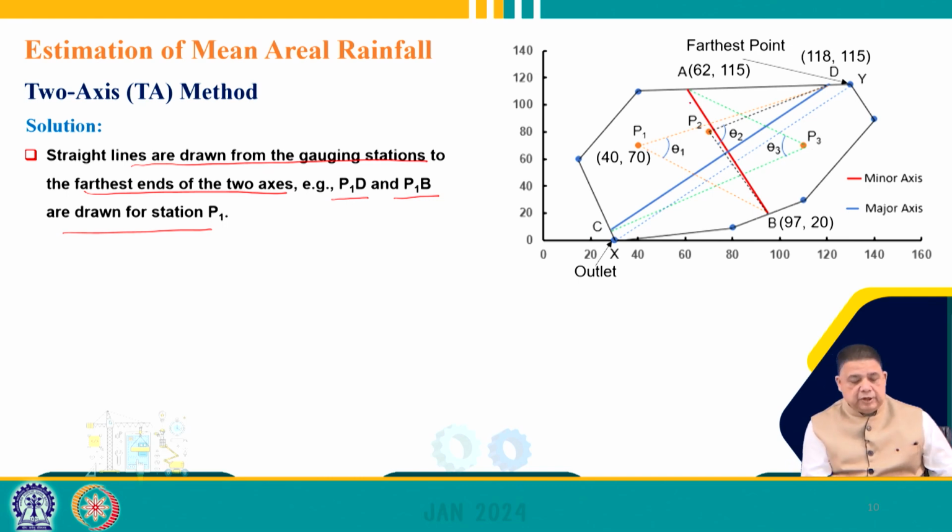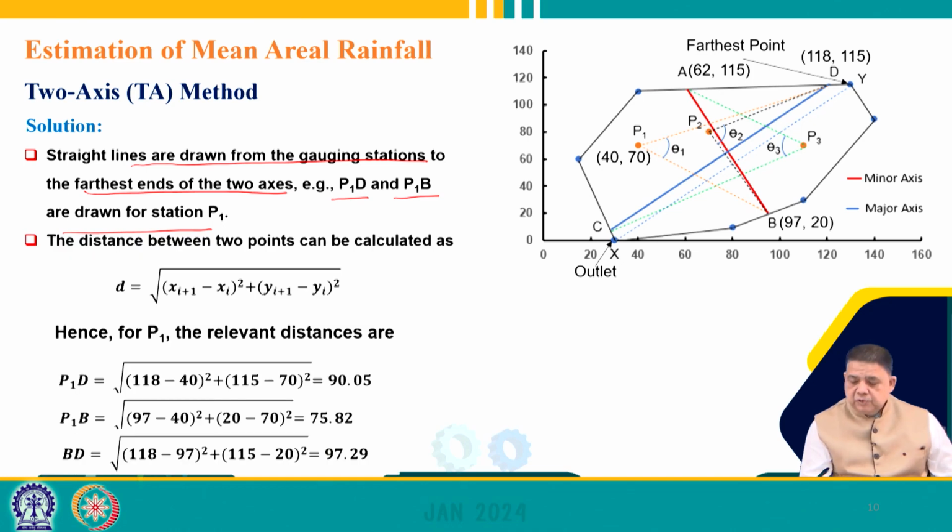So, they will be joined to the farthest points of these 2 lines, and obviously we know the coordinates of all these points, because once we draw the minor and major axes, we can find the coordinates of these points. So, for P1 the relevant distances are P1D, P1B, and of course, the distance between B and D. Knowing these coordinates, we can find out these distances.